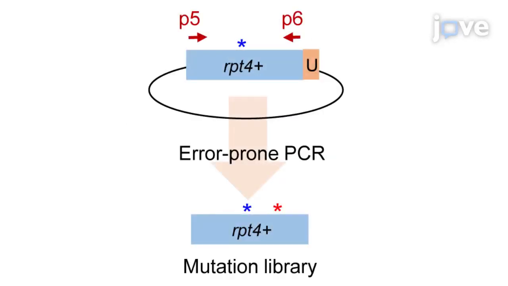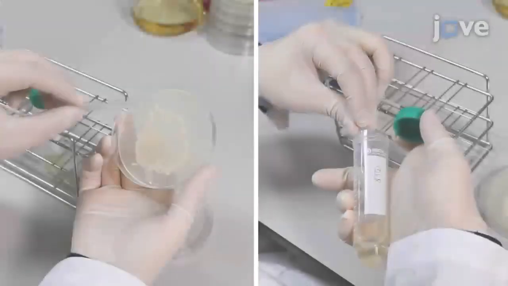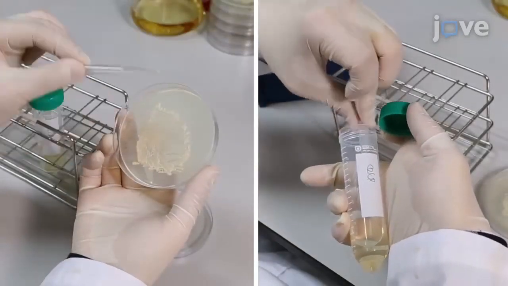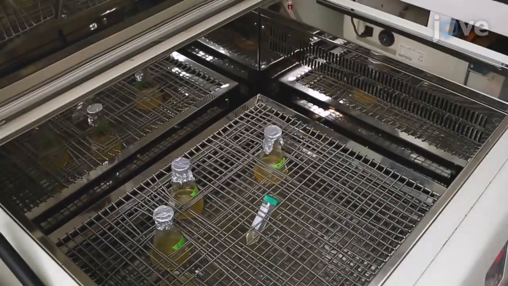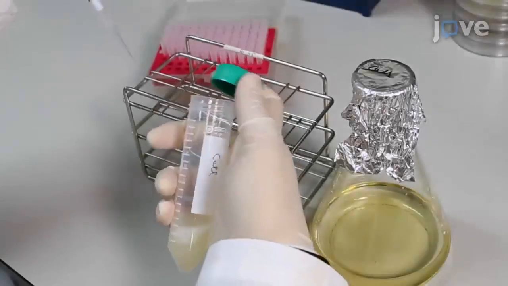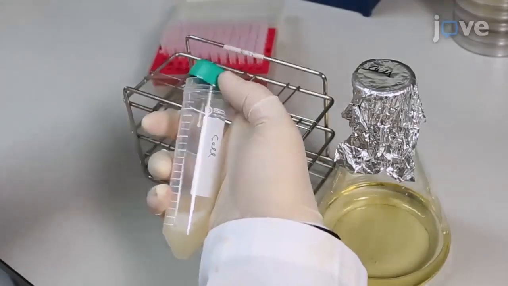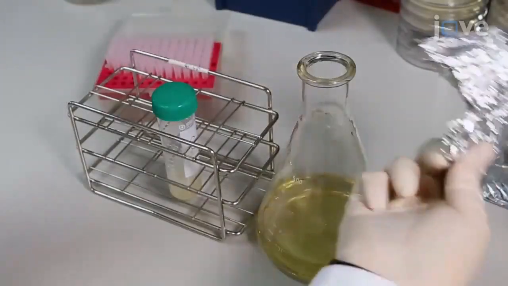After generating a transformation fusion construct according to the text protocol, inoculate 10 milliliters of YES medium with yeast and incubate it for more than 16 hours to saturation. Use 200 milliliters of YES medium to dilute the cells to an OD600 of 0.2 and incubate the culture.